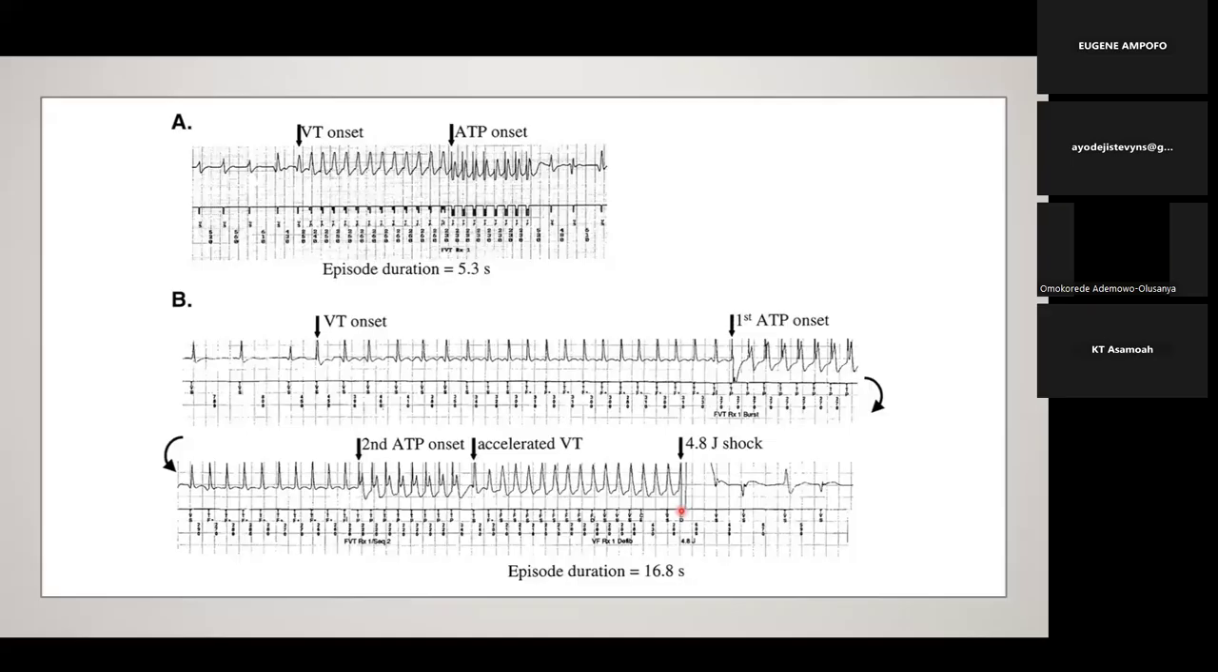So you must go and read about electrical storm, the definition in a patient without ICD, and the definition in a patient having an ICD. I know for a patient with ICD, when you have greater than 3 shocks in 24 hours, that's an electrical storm. And the management, so you must be very conversant with it. And as a procedure too, you must know the CRT and the indications.